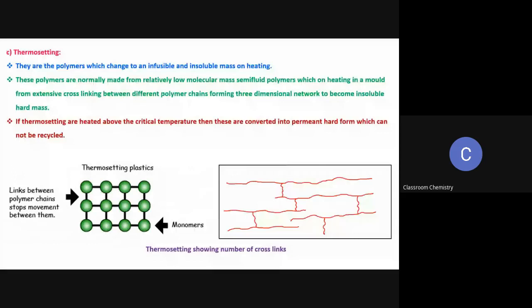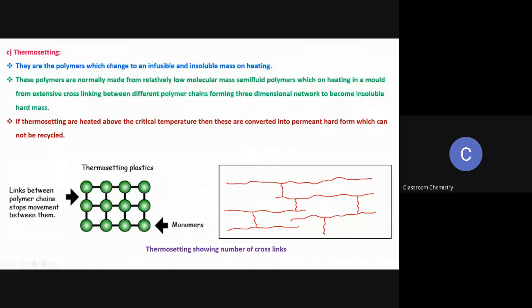So that cannot be recycled. But thermoplastic is recycled several times. These thermosetting polymers are not recycled, and it becomes a hard mass, because the polymer chains are cross-linked with each other. If you see these thermosetting plastics, links between the polymer chains stop movement between them.